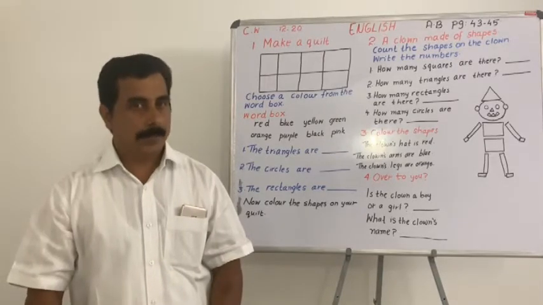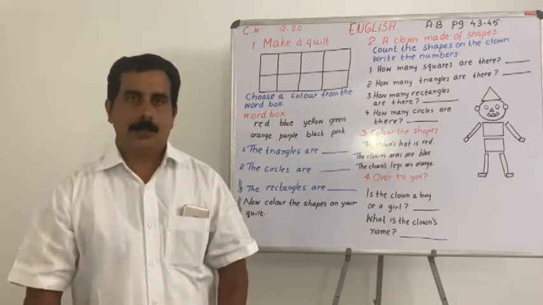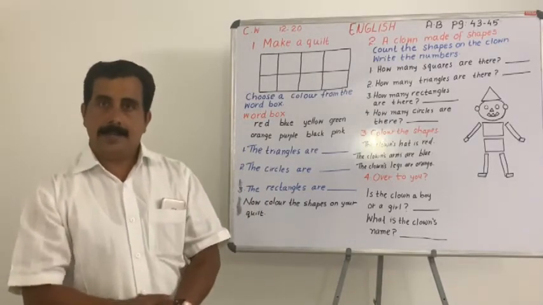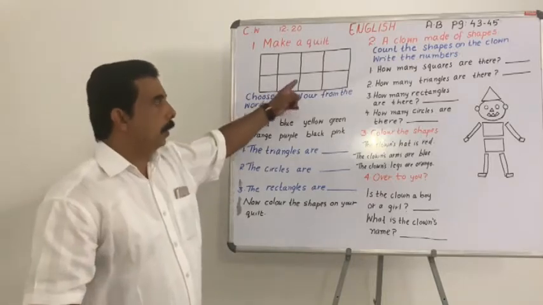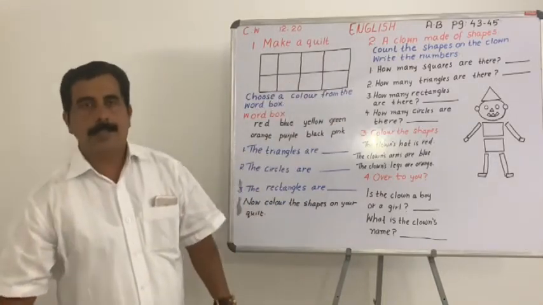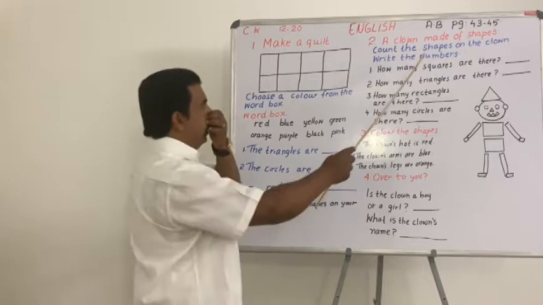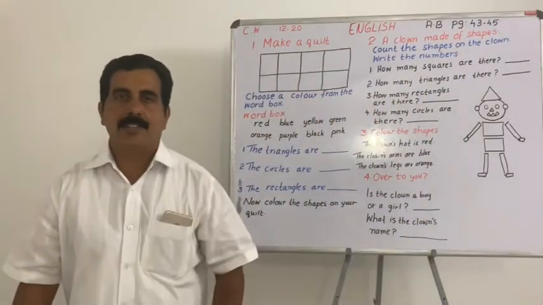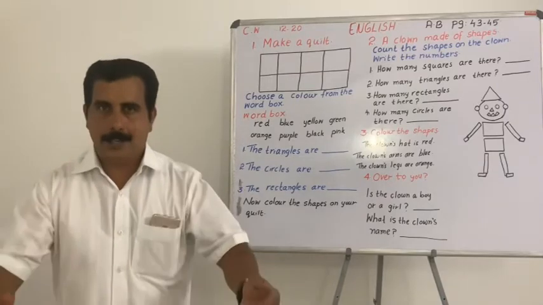All were very excellent. So today, in connection with the same topic from our Global English Learner's textbook, we are going to solve certain exercises in your activity book, page number 43 and 45. So open page number 43 and 45 very fast, quickly.